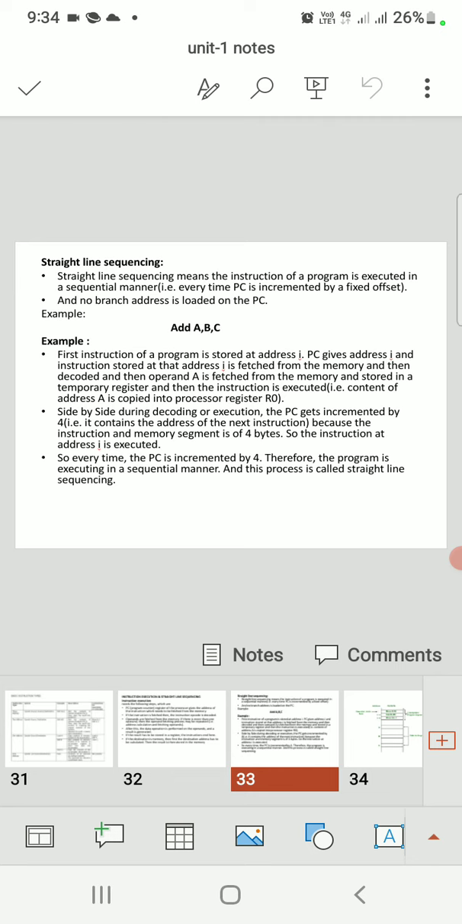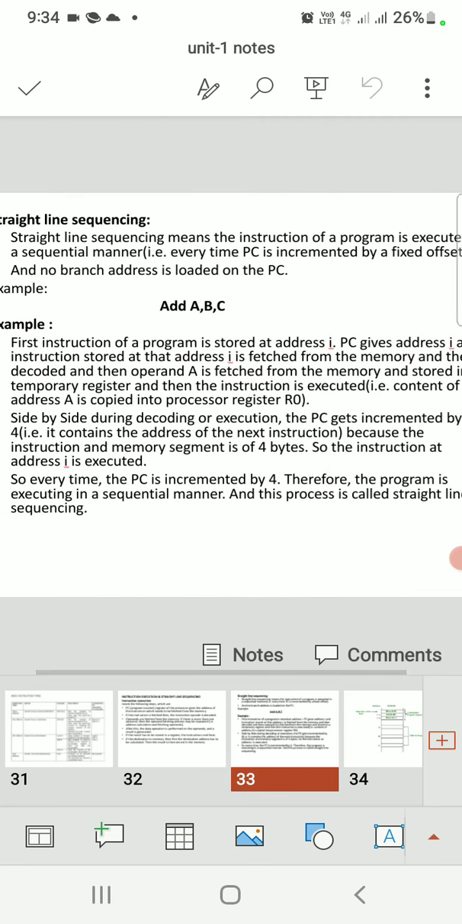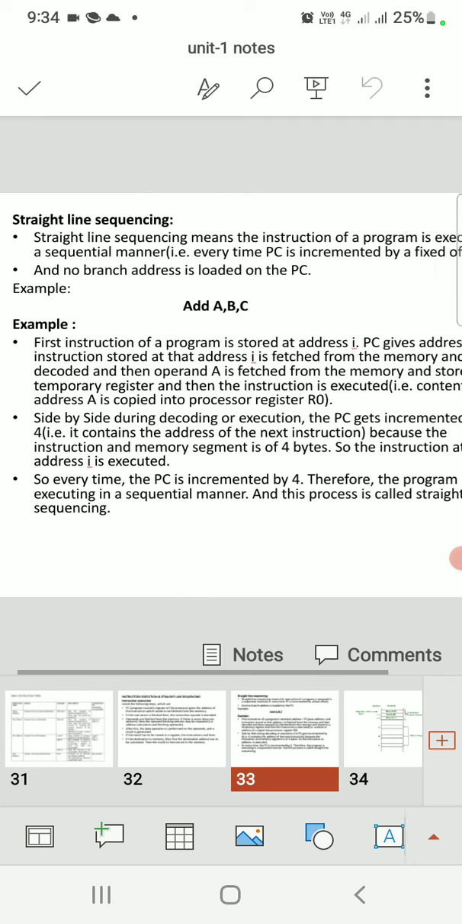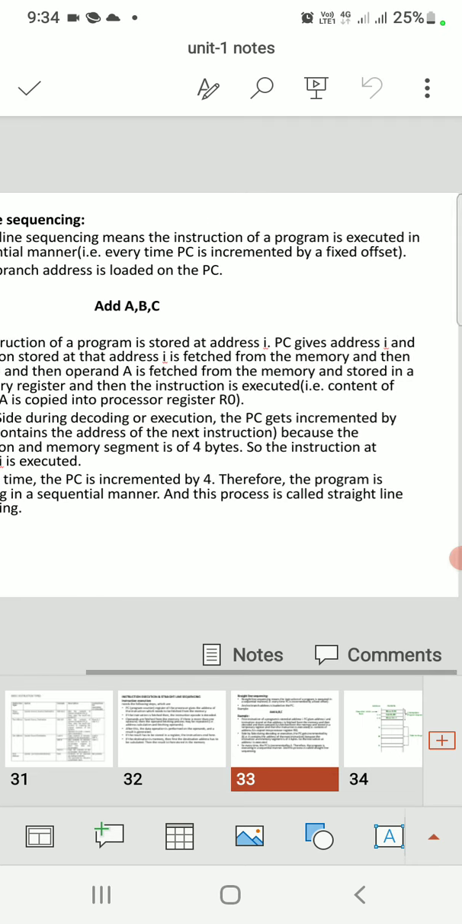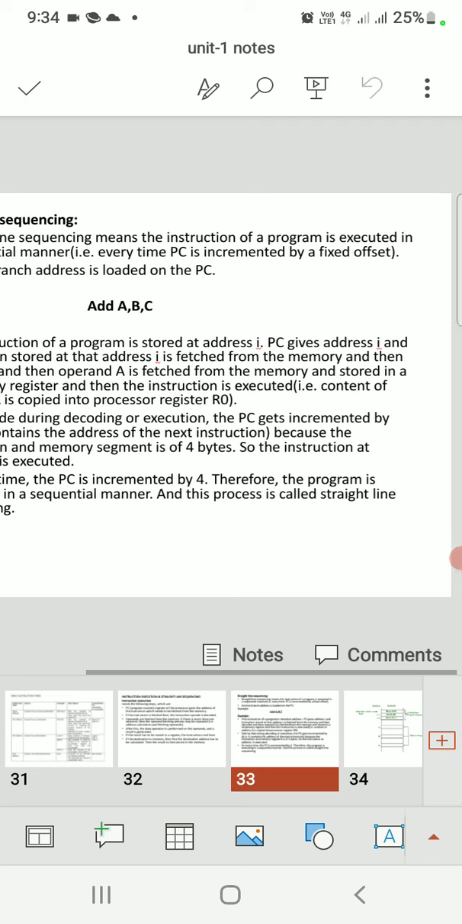Next is straight line sequencing. An example is add A, B, C. First we complete the add, second the B, finally the C. Sequentially we execute. But branching is not suitable for this. In branching we use different operations.